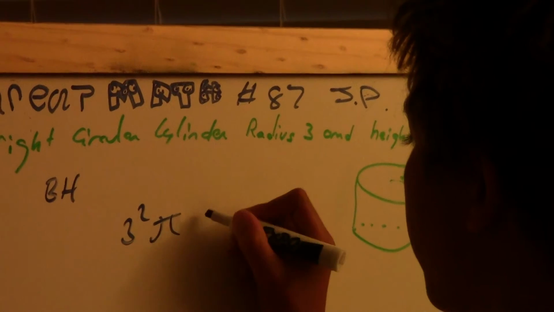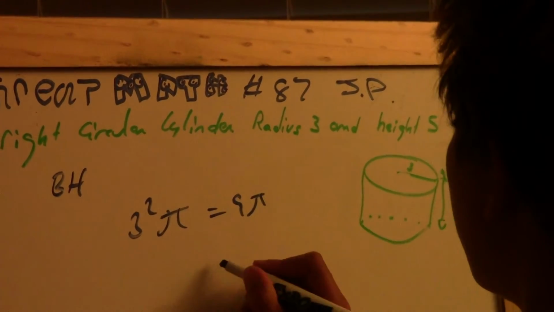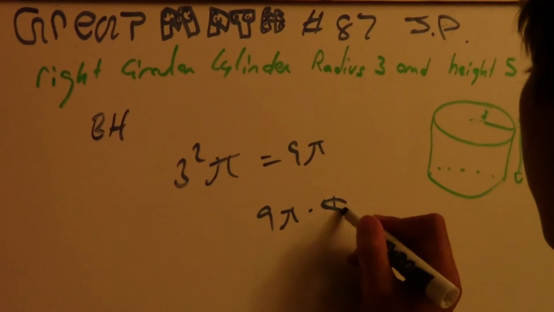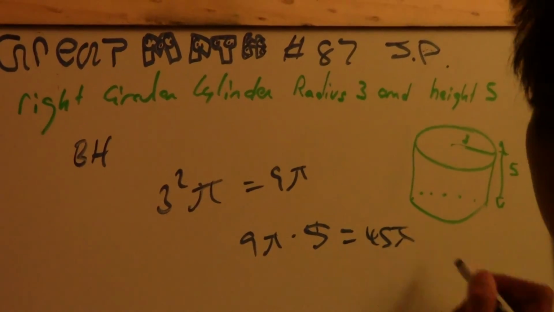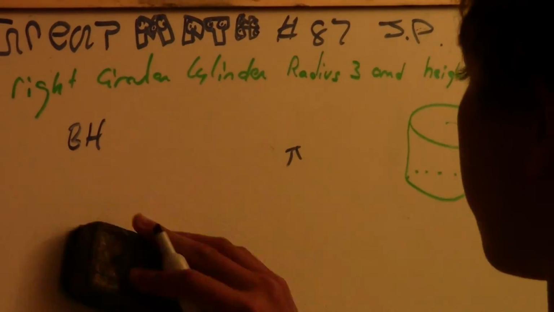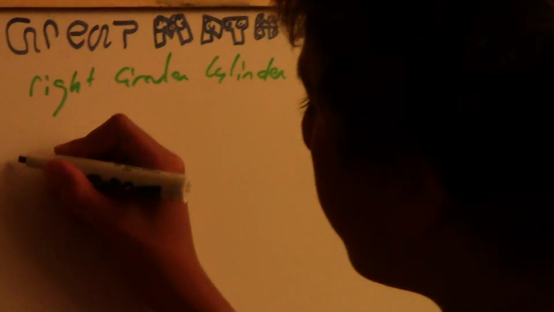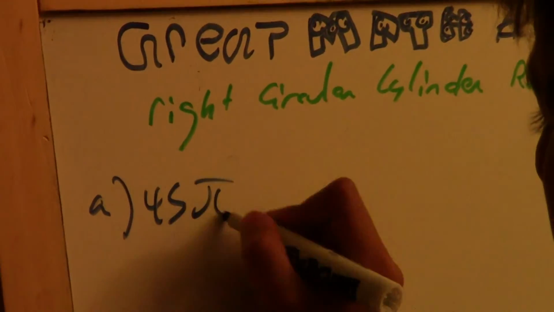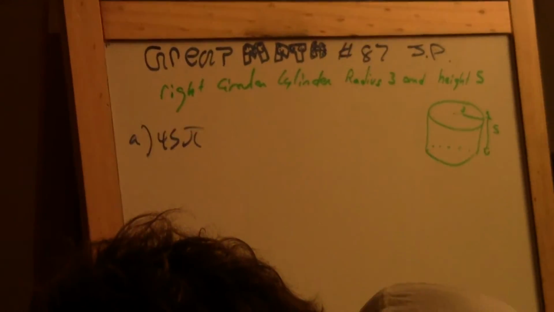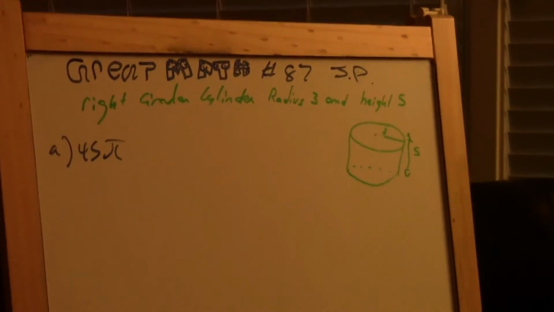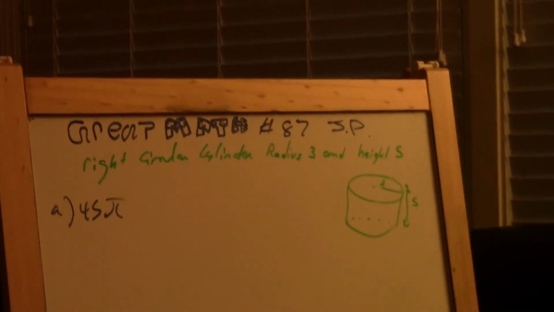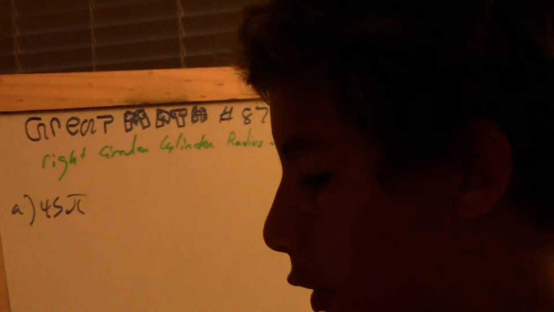3 squared pi is equal to 9 pi. 9 pi times 5 is equal to 45 pi. So the volume of it is 45 pi. That's A. A is 45 pi. Now, we have A, B, C, D, and E in this question, so there are a lot of questions, and we're gonna move on.